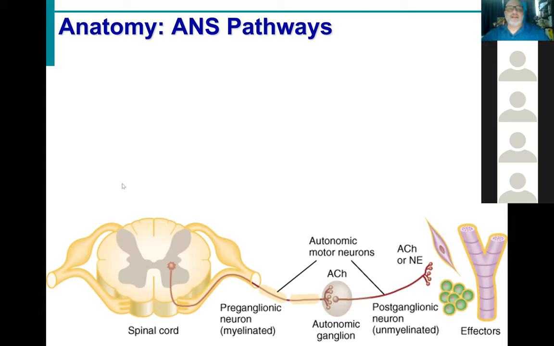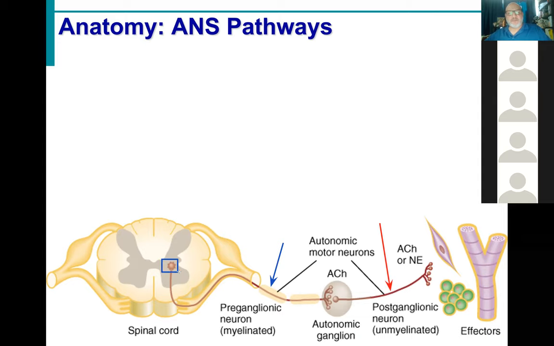We're doing good. Excellent. Let's talk about the anatomical differences between the sympathetic and the parasympathetic. Notice here we have a general autonomic pathway. We know it is comprised of two neurons, the one I've pointed at here with a blue arrow and the one I've pointed at here with a red arrow. How do we identify this blue neuron, the one whose cell body is located in the central nervous system and forms its synapse in the autonomic ganglion? How do we identify this first neuron in the pathway?